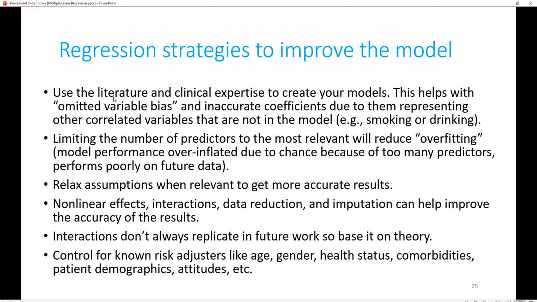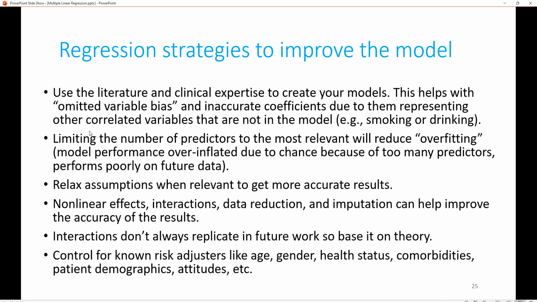At the top, we would say use the literature and clinical expertise to create your models. This helps with omitted variable bias, which is inaccurate coefficients due to them representing other correlated variables that are not in the model. For example, if you have smoking in your model, but you don't have drinking, because smoking and drinking can be correlated, whatever drinking effects are out there, because it's not in your model, it would probably lump over to the smoking variable. So sometimes that smoking variable can look more important than it actually is, because it could represent other health behaviors.